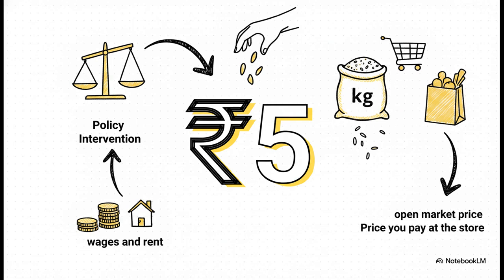Imagine you walk into your local market to buy a kilogram of rice. The price tag says 45 rupees. You pay 45 rupees. That is your market price. But behind the scenes, the true resource factor cost to produce that rice, what the farmer actually paid for wages and rent, was 50 rupees. No way, right? How does that work? Well, because the government wanted to keep staple foods affordable, they stepped in and provided a 5 rupee cash grant, or subsidy, directly to the producers. That policy intervention lowered the open market price. So you pay 45 at the store, even though the true factor cost of production was 50.